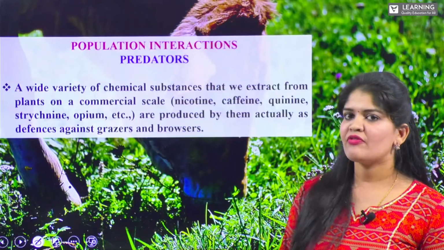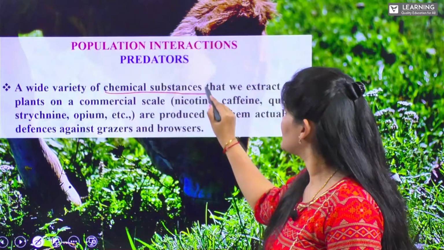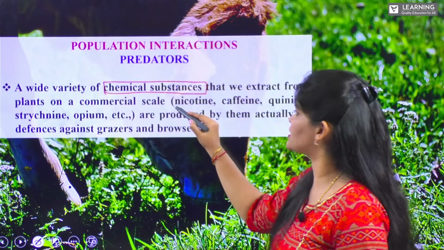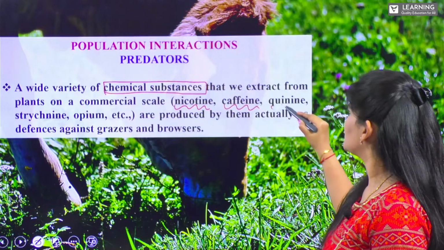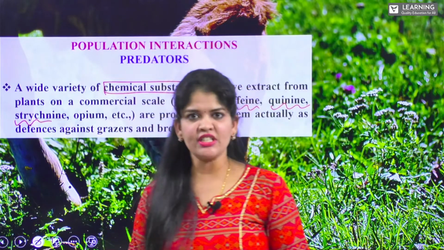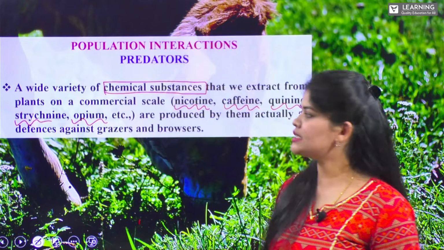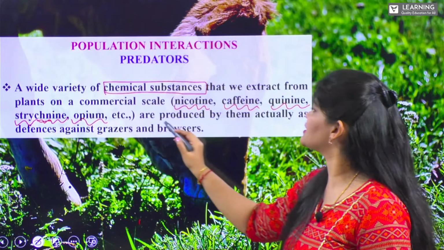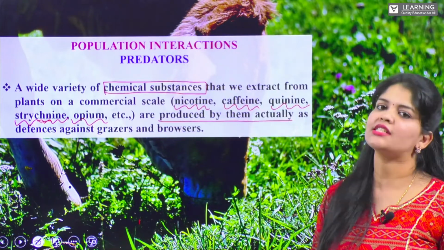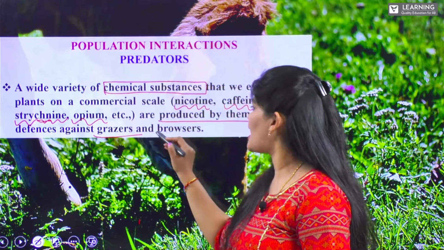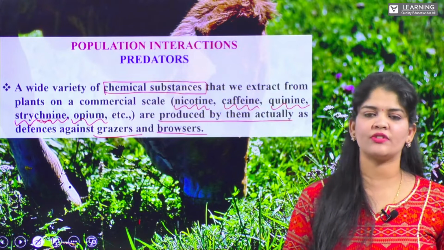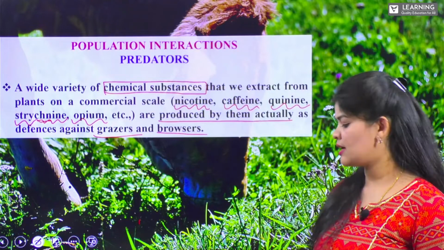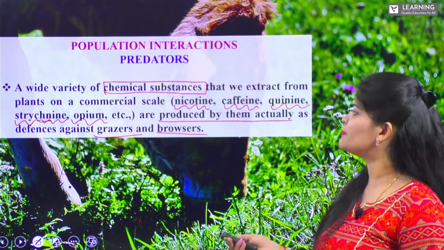Now, a wide variety of chemical substances that we extract from the plants on a commercial basis, like nicotine, caffeine, quinine, strychnine, opium, etc. These are all chemical substances produced by the plant system, and they are actually produced as a defense against grazers and browsers. Grazers means herbivores which feed on the grasslands, and browsers which feed on small plants, herbs, shrubs, tender leaves as well as other parts of the plant system.